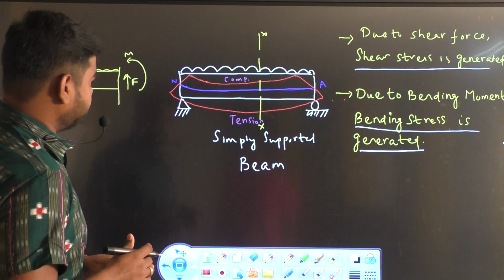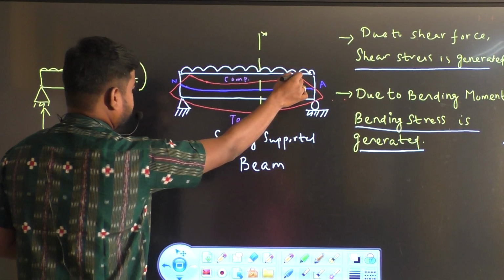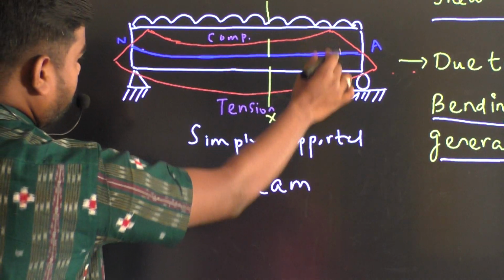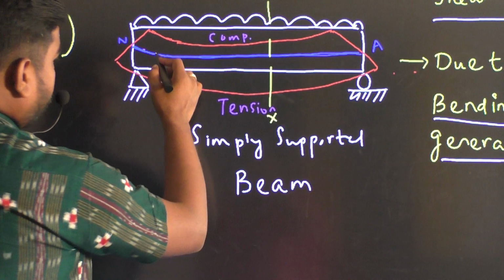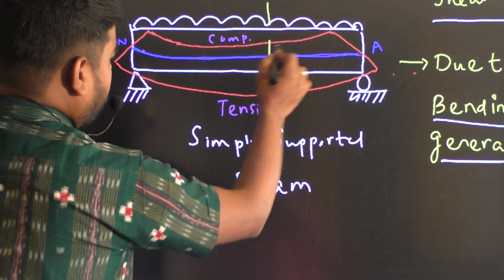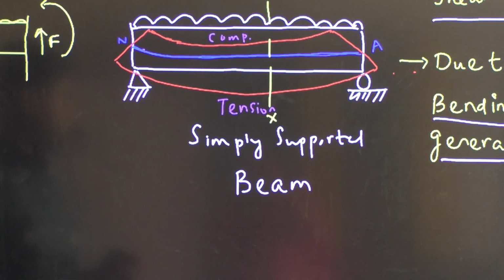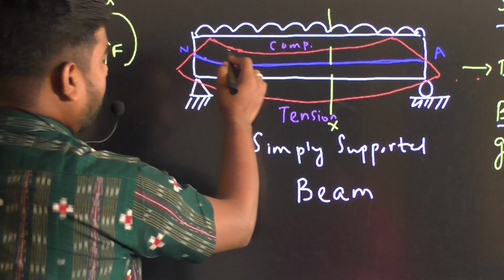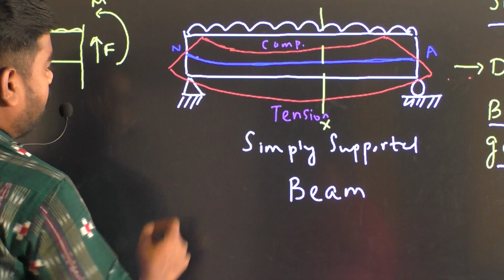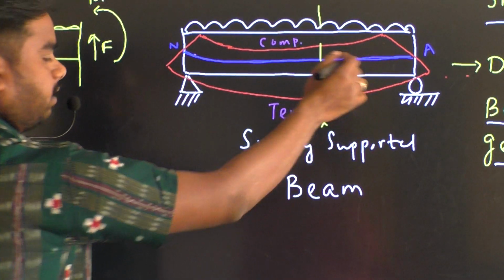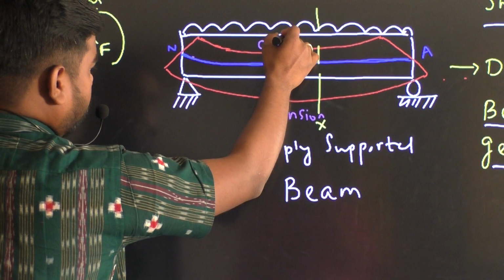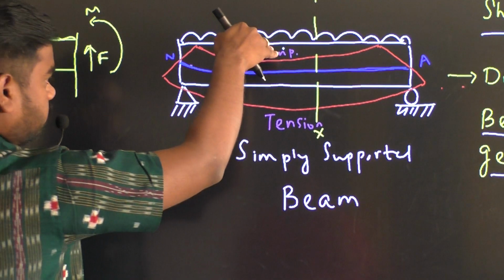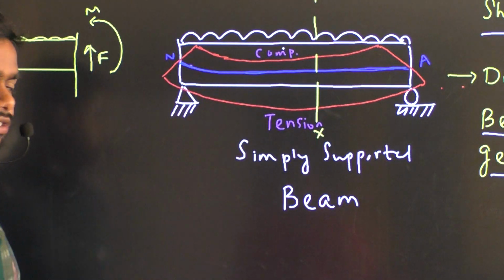Okay, so in this figure, when an external load acts on this beam, it gets bent in the shape drawn in red color. You can see the top fiber of this beam is under compression and the bottom fiber of the beam is under tension. That is, the length of the fiber is decreasing at the top, and at the bottom the length of the fiber is increasing. That means the top fiber is under compression and the bottom fiber is under tension.